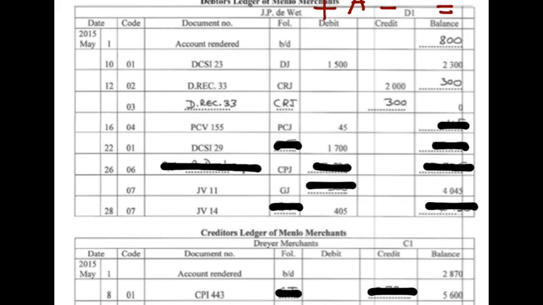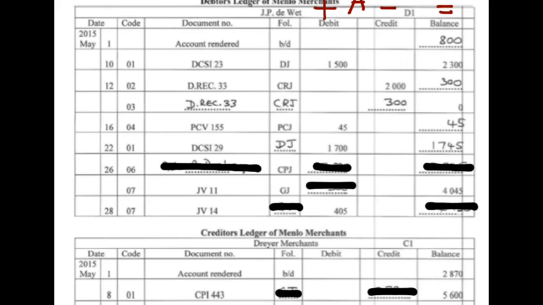Then on the 16th there was a petty cash voucher, PCJ, 45 Rand. So 45 Rand increases my account to a balance of 45 Rand. On the 22nd we have an invoice that we wrote out to the value of 1,700. Invoices to debtors are written out by using the DJ. So 1,700 plus the 45 Rand gives me a new balance of 1,745 Rand.